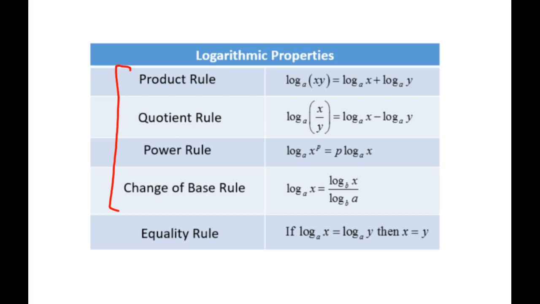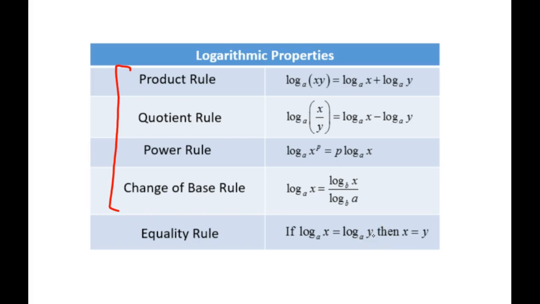The properties we are going to discuss and use in this lesson are the product rule, quotient rule, power rule, and change of base rule. We've already talked about the power rule in the previous lesson. The rule at the bottom, the equality rule, is pretty straightforward.